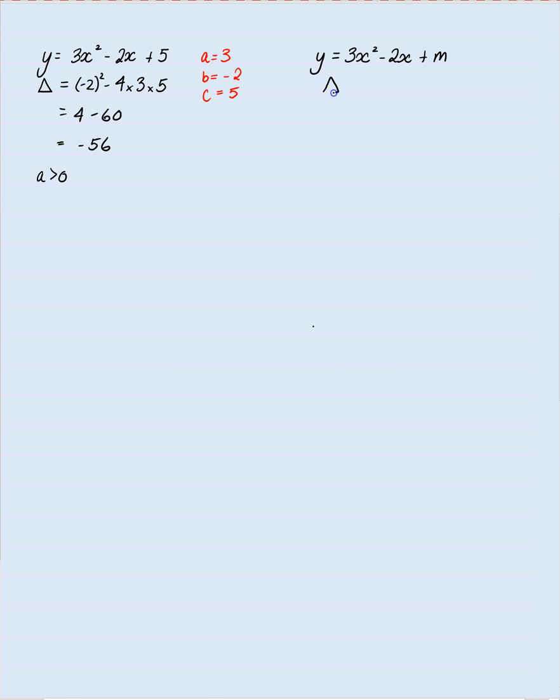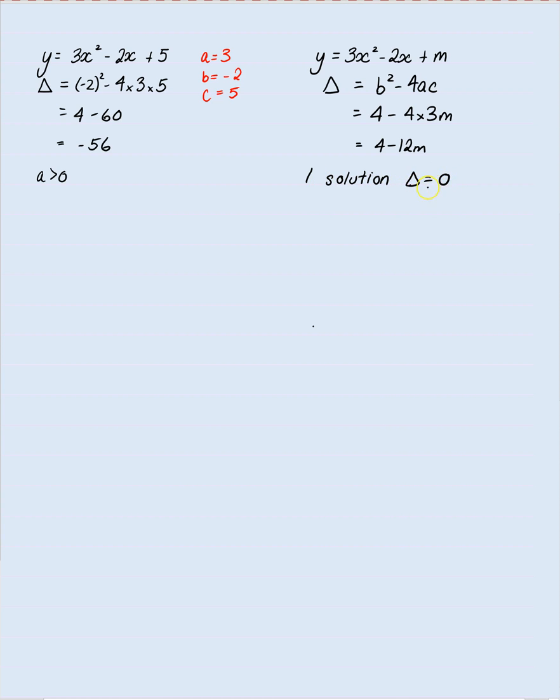So once again, we'll find our discriminant, and we'll say, yes, that's b squared minus 4ac. So -2 squared will be 4, minus 4 times 3, but this time our c is m. So we end up with 4 take 12m. Now, if the question was saying, part 1, when will it have 1 solution? It'll have 1 solution when the discriminant equals 0.